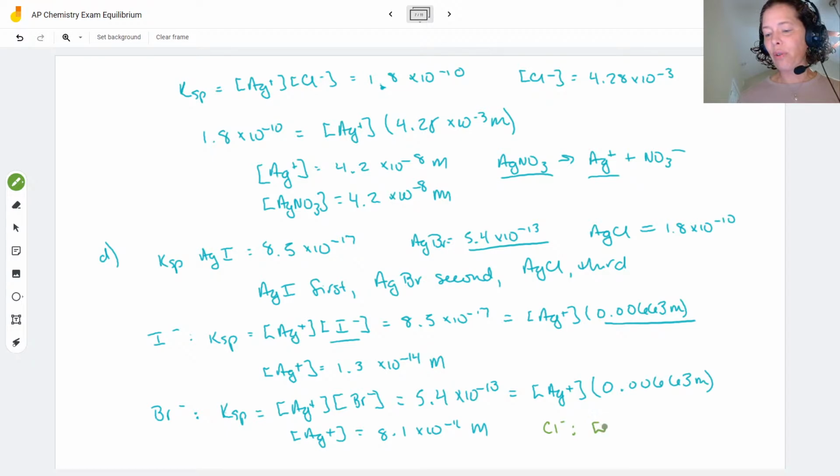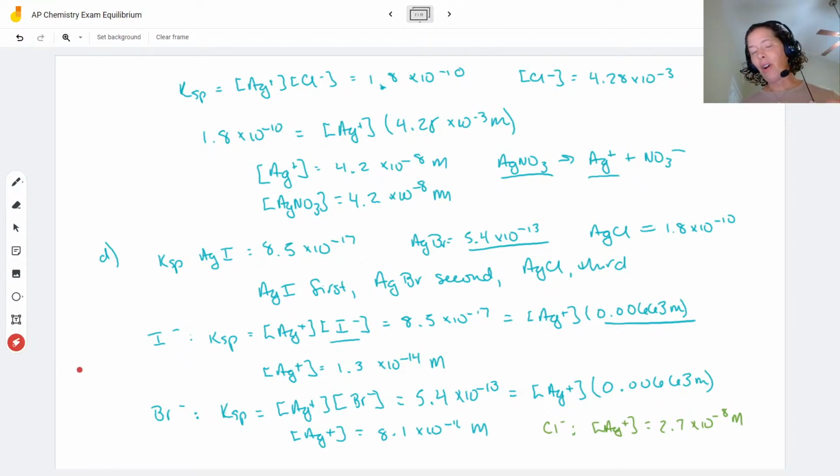If you did it for chloride, I won't show the calculation because it's the same calculation. You're just using the different Ksp value. The concentration of silver you need to precipitate out silver chloride is 2.7 times 10 to the negative 8th molar. So you need a tiny amount of all of these to precipitate it out, but you need the least silver here for the iodide to precipitate.